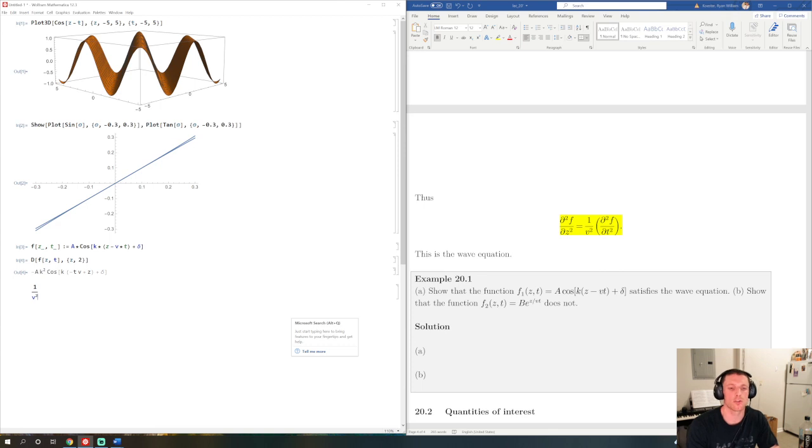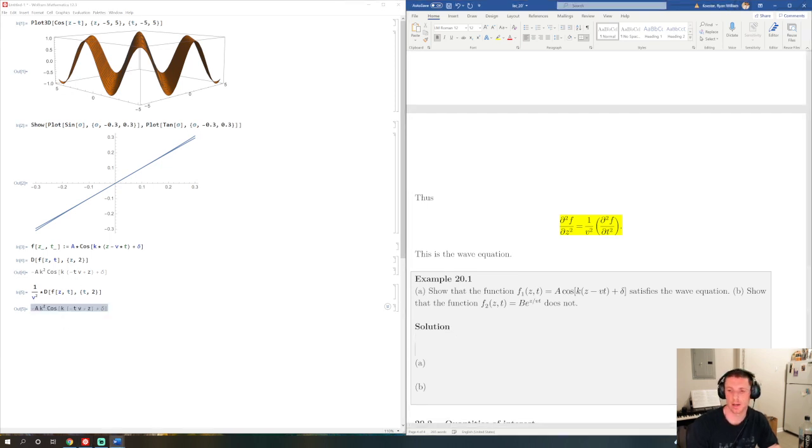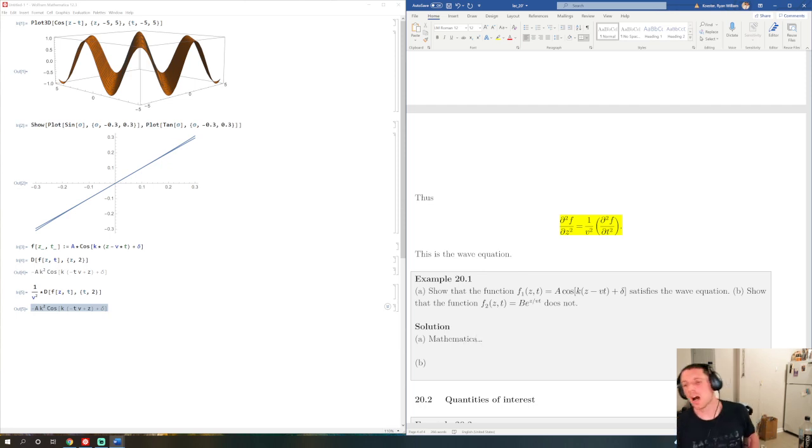Now I can check the other side of the wave equation, and I can say, hey, Mathematica, now give me 1 over v squared times the second derivative of this function with respect to time. And so we find that this works, right? Because this is the left-hand side of the wave equation, the second derivative of this function with respect to z. And then this is 1 over v squared times the second derivative of f with respect to t. And these are equal. So we've shown it, right? Okay, cool. So there's that.